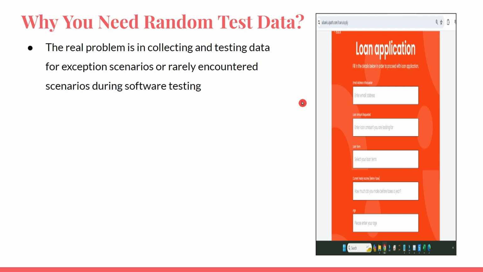Now, why do you need random test data? The real problem is in collecting and testing data for exception scenarios. Exception means, for example, a person whose age is 16 years is applying for your loan. Will you approve the loan for a 16-year-old, as it is under the legal age limit? Right? So it's an exception scenario. Your application should not approve it. It should say, sorry, you do not meet the age criteria, something like that. So these exception scenarios, rarely encountered during software testing, have to be tested by the testers.